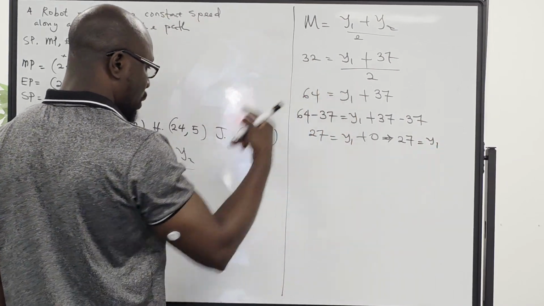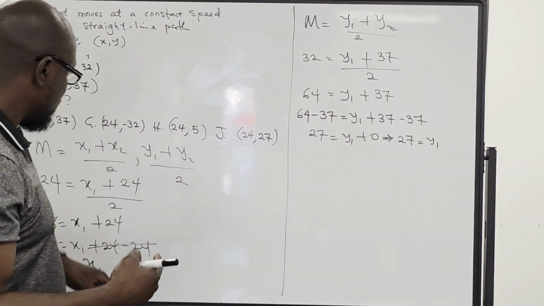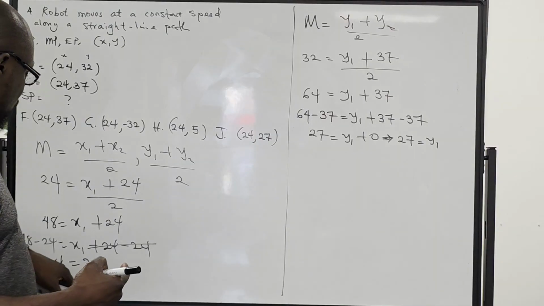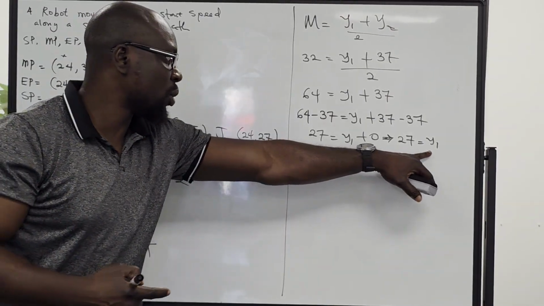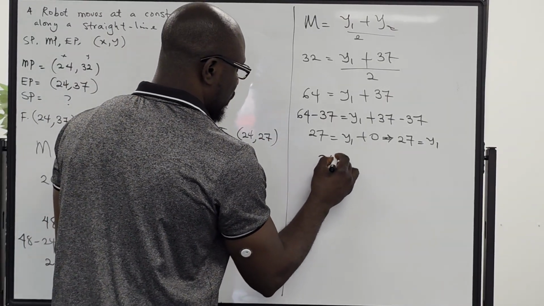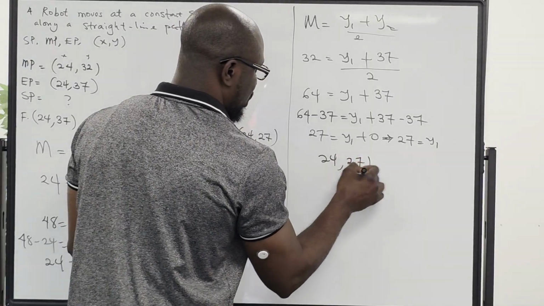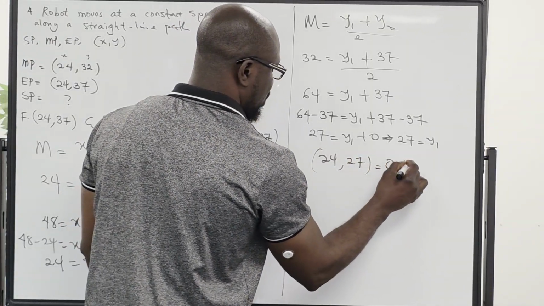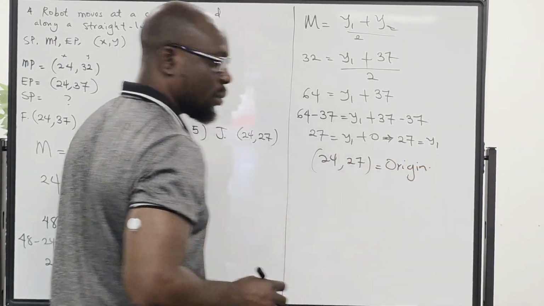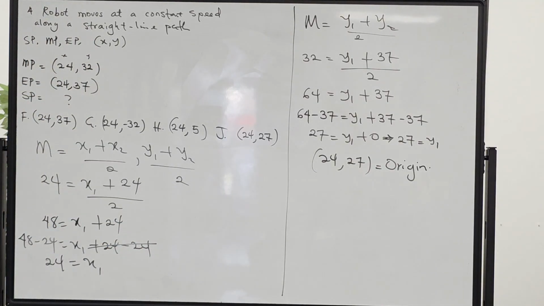So now you have your x1 for the origin. Your x1 is 24, and your y1 is 27. So now you have 24, 27 is your origin. That is how you solve that question.